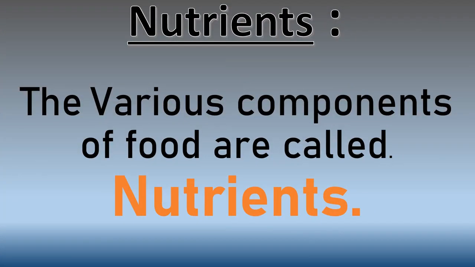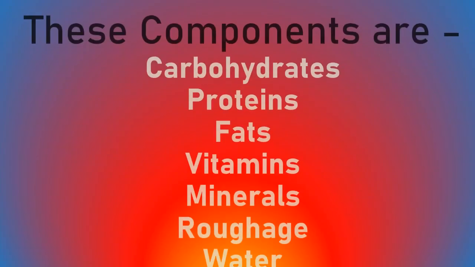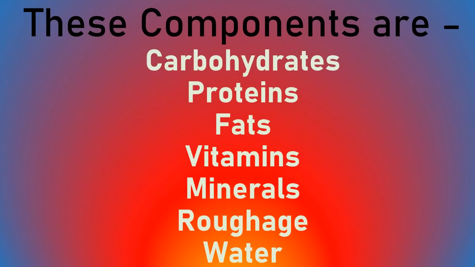One more term which is similar and in use for us to know is nutrient. The various components of food are called nutrients. These components are carbohydrates, proteins, fats, vitamins, minerals, roughage, and water.